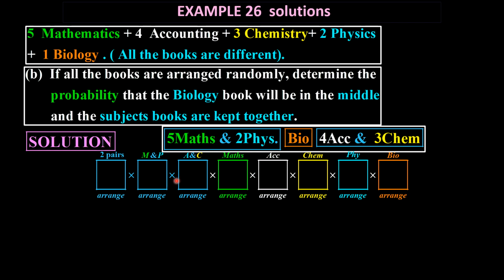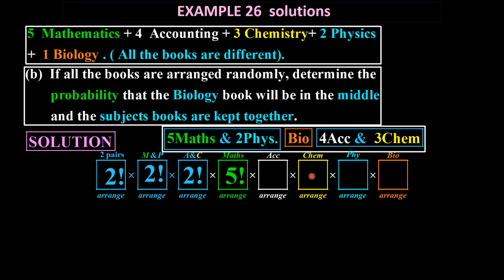Then the maths and physics can be switched around. It can be physics and maths, accounting and chemistry, chemistry and accounting. Then we have the maths books itself, the accounting, the chemistry, the physics, and the biology books can be arranged as well. So let's see, two pairs can be only arranged in 2 factorial. Maths and physics is a pair, so that's 2 factorial. A and C is a pair, so that's 2 factorial.